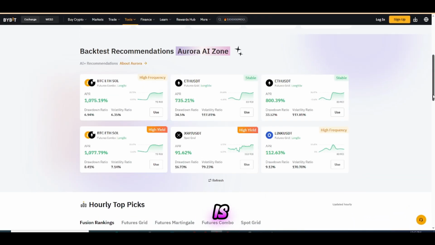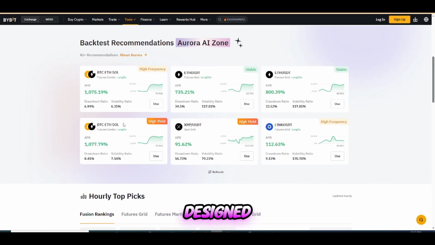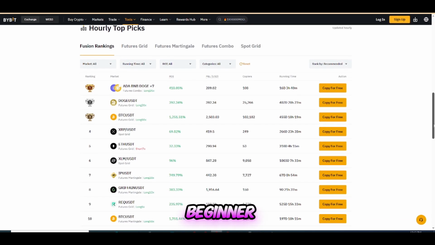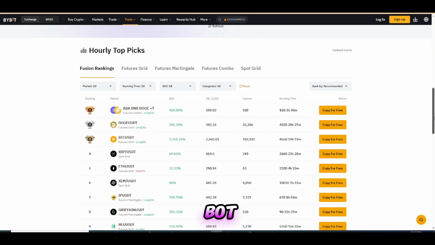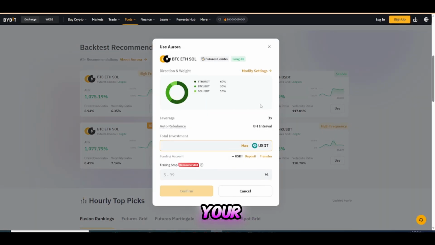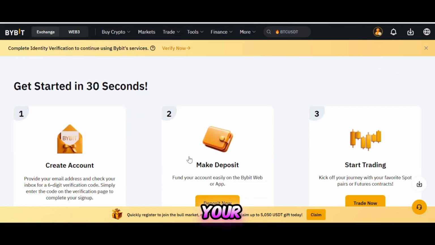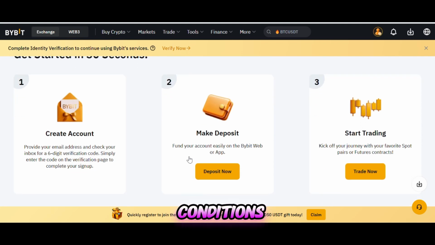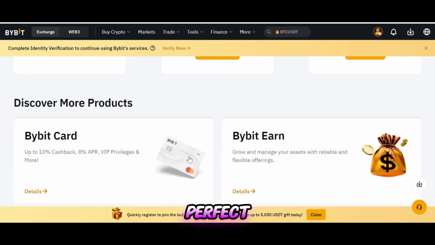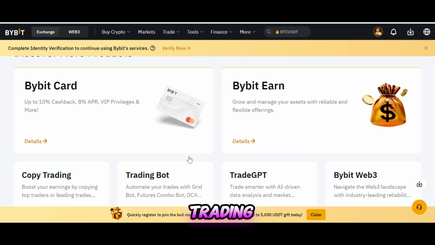So Bybit Bot is an automated trading tool designed to help users execute trades with precision, speed, and convenience. Whether you're a beginner or a seasoned trader, the bot allows you to take advantage of market movements 24/7 without needing to stay glued to your screen. You can customize your trading strategies, set conditions, and let the bot handle execution based on your rules, perfect for reducing emotional trading and staying consistent with your goals.